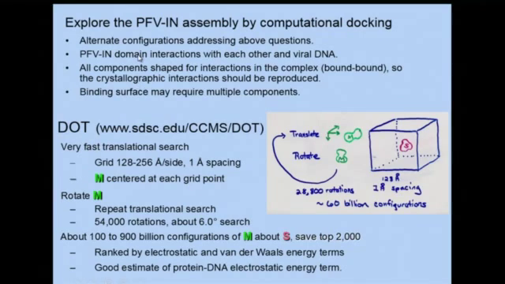So I'm going to take the individual domains and look at them and their interaction with viral DNA. All of these components are shaped in the complex to interact with each other. So the rigid body docking I'm doing should reproduce those interactions unless a binding surface requires multiple components. If I only have one, I might not see the interaction.